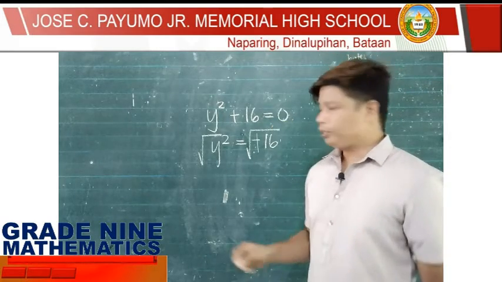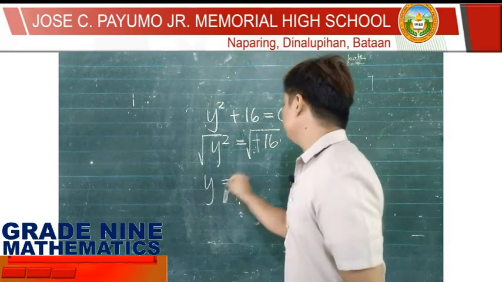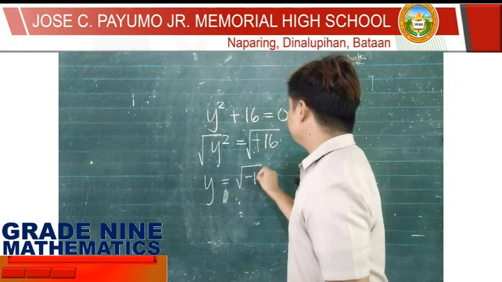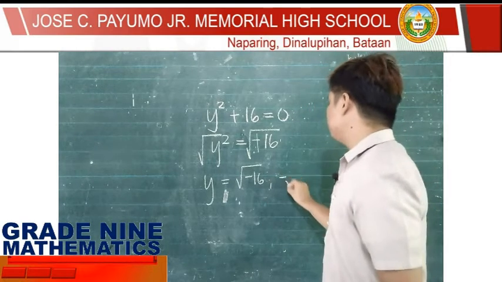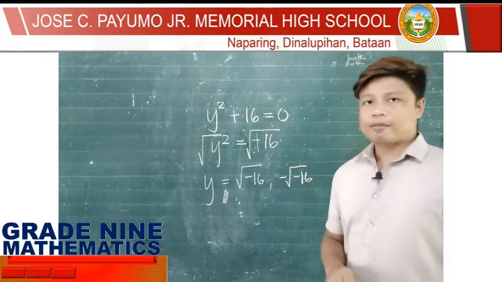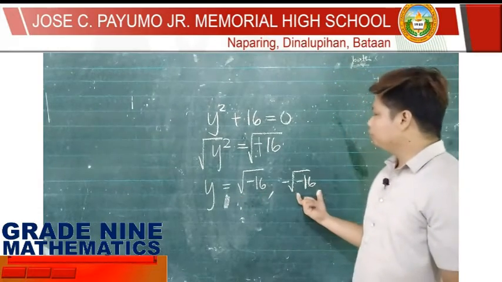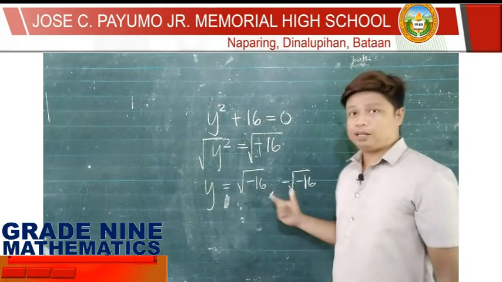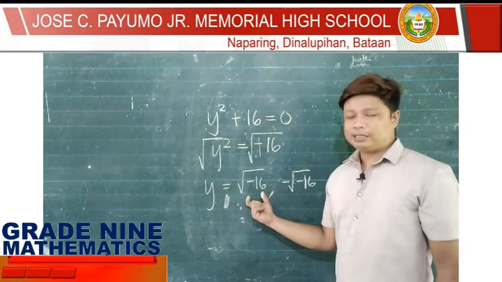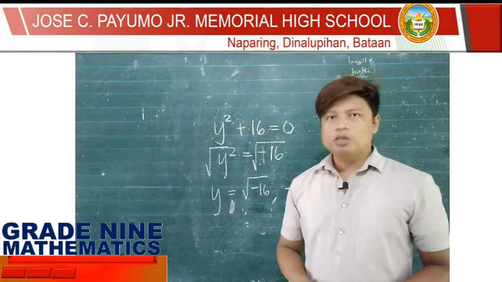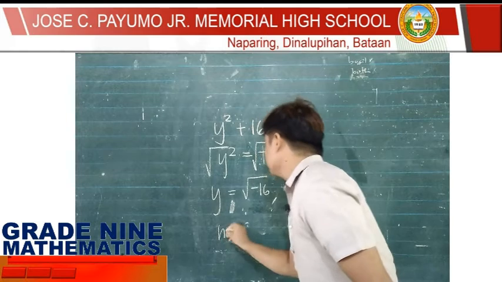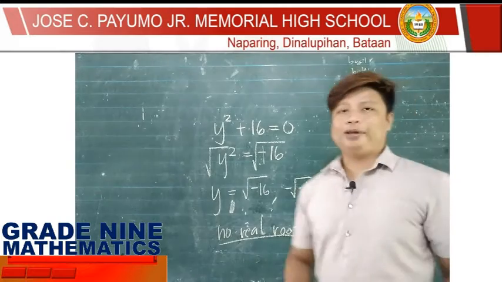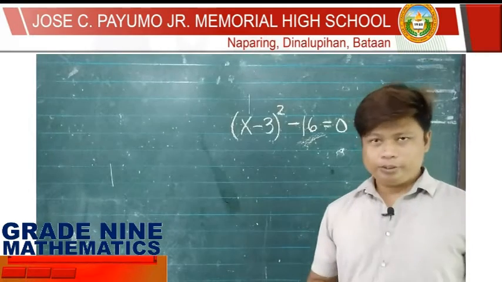So the square root of y squared is y. The square root of negative 16 is, the first one is the square root of negative 16, and the second one is negative square root of negative 16. Take note of these roots. We cannot have real roots for this equation since there is a negative number inside the radical sign. Negative numbers inside the radical signs are not real numbers. So therefore, there are no real roots for this equation.